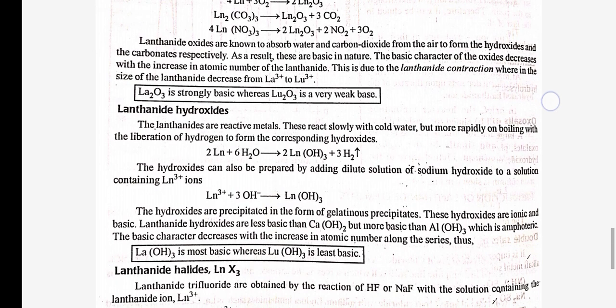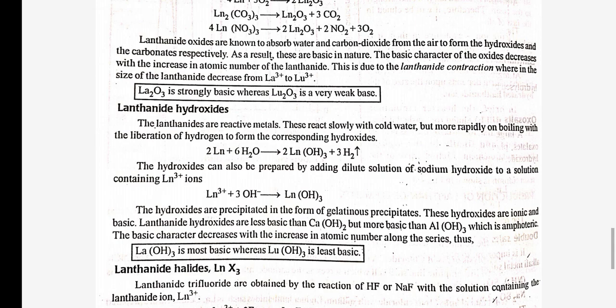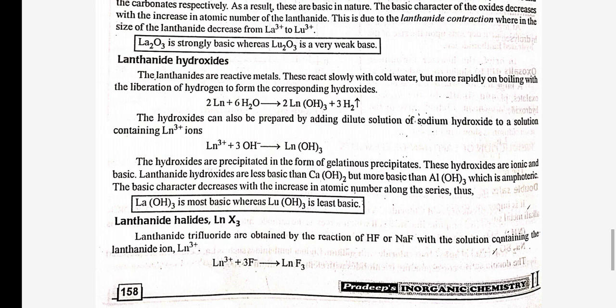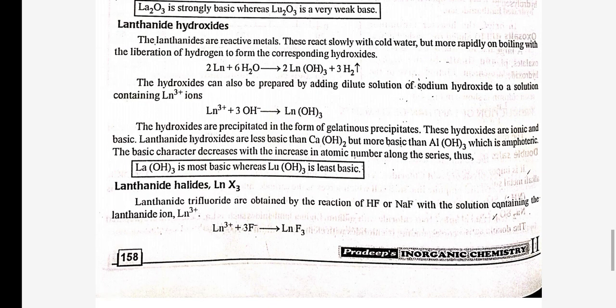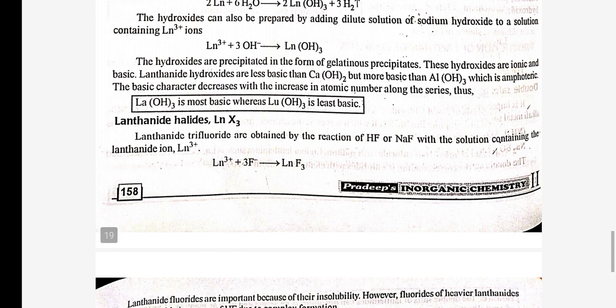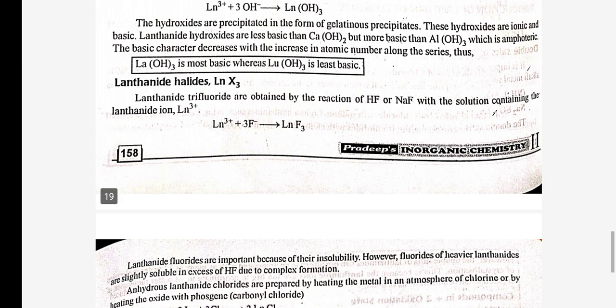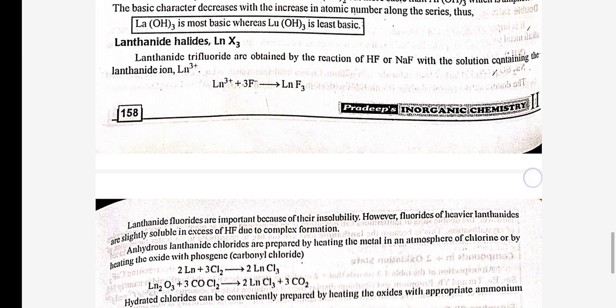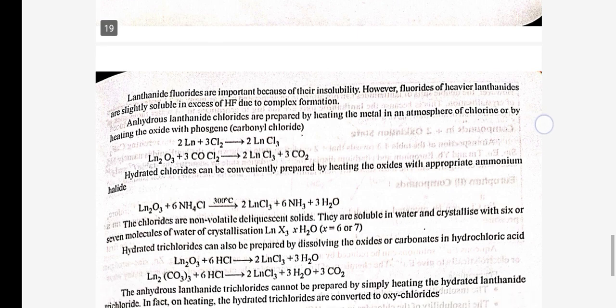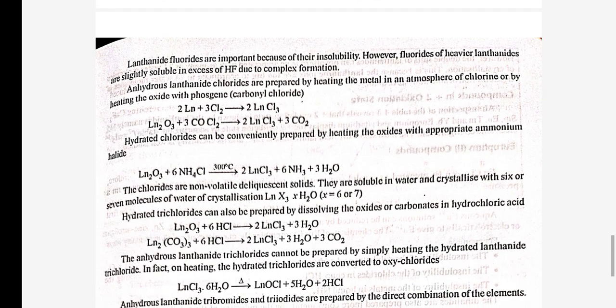Lanthanide hydroxides. The lanthanides are reactive metals. These react slowly with cold water but more rapidly on boiling, with the liberation of hydrogen, to form the corresponding hydroxide. The hydroxide can also be prepared by adding dilute hydroxide solution to a solution containing Ln3+ ion. Lanthanide halides. Lanthanide trifluorides are obtained by the reaction of HF in the solution containing the lanthanide ion. Lanthanide fluorides are important because of their insolubility. However, fluorides of heavier lanthanides are slightly soluble in excess HF.